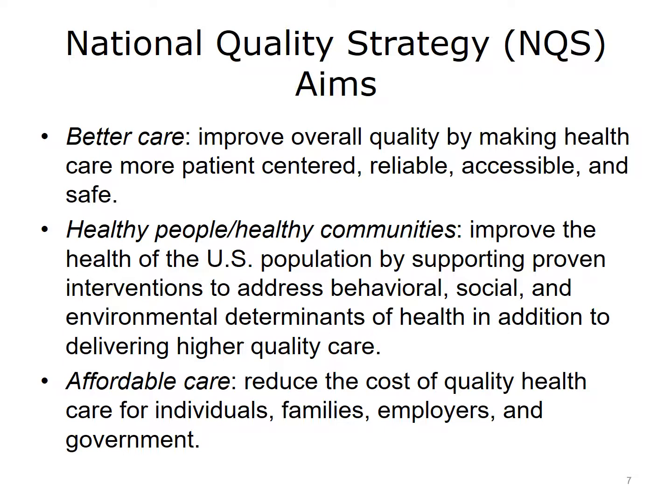The aims are used to guide and assess local, state, and national efforts to improve health and the quality of health care. Better care: improve overall quality by making healthcare more patient-centered, reliable, accessible, and safe. Healthy people, healthy communities: improve the health of the U.S. population by supporting proven interventions to address behavioral, social, and environmental determinants of health, in addition to delivering higher quality care. Affordable care: reduce the cost of quality health care for individuals, families, employers, and government.